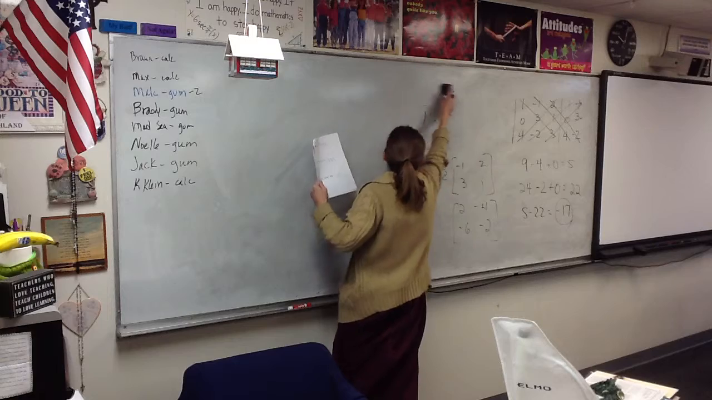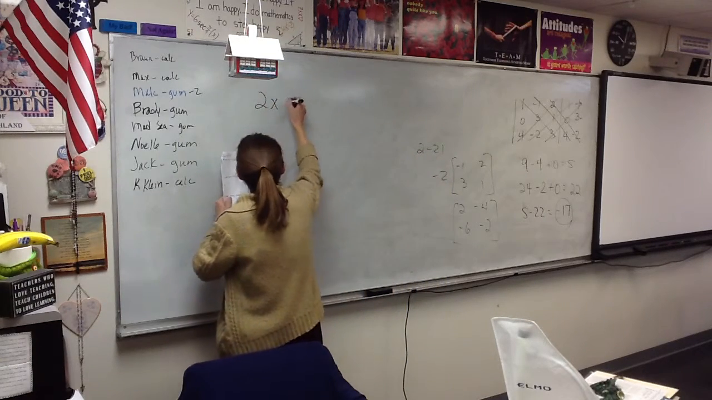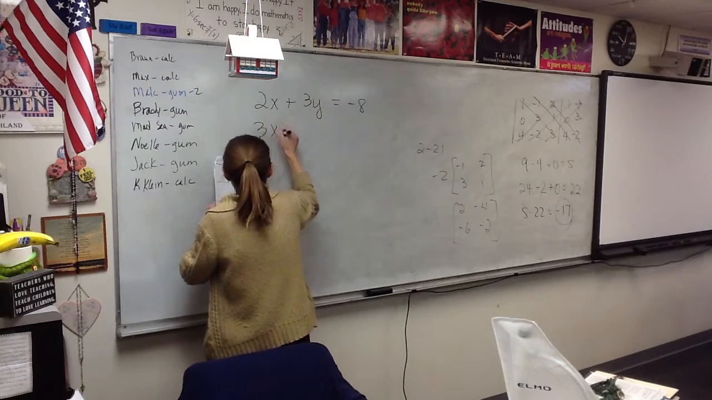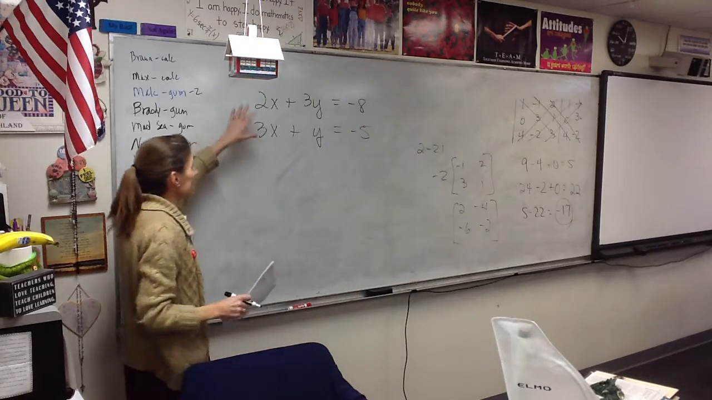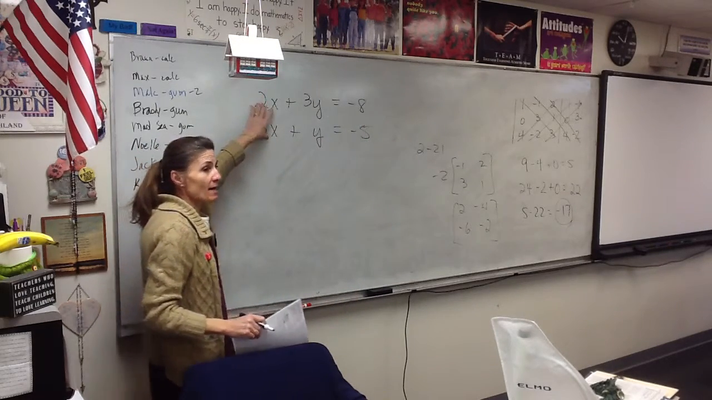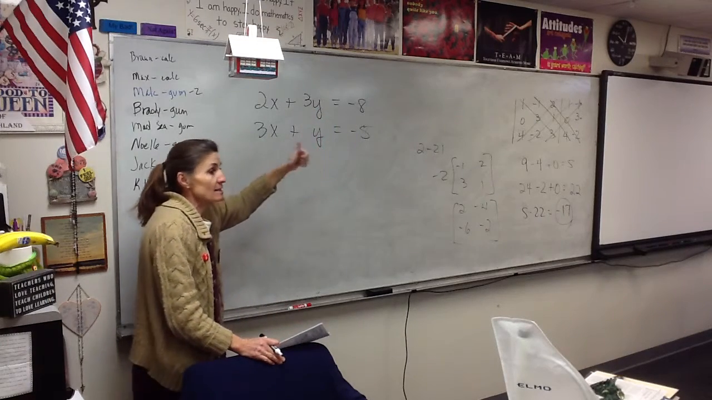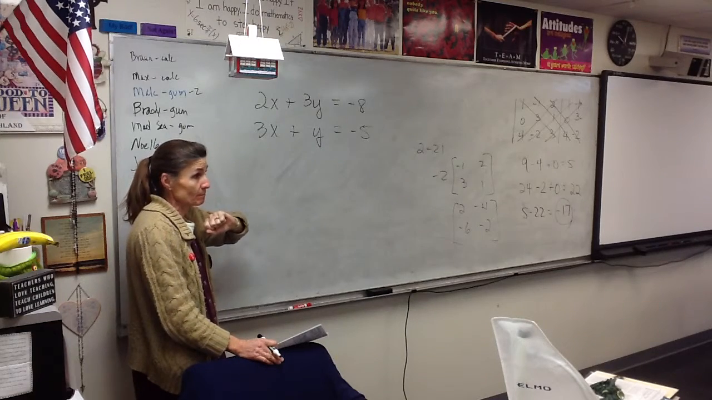All right, now we're going to do the elimination problem. That's number 2. What is the goal of elimination? Get one of the factors the same. We want to make either the x's match or the y's match. Ideally, one of them positive and one of them negative, so they will cancel out when I add them, right?